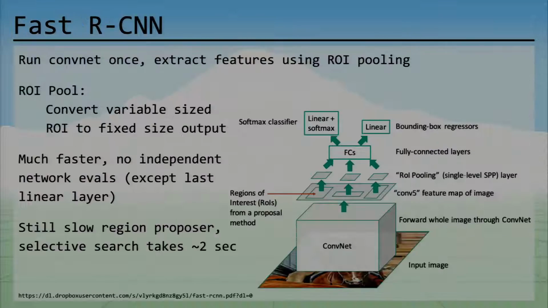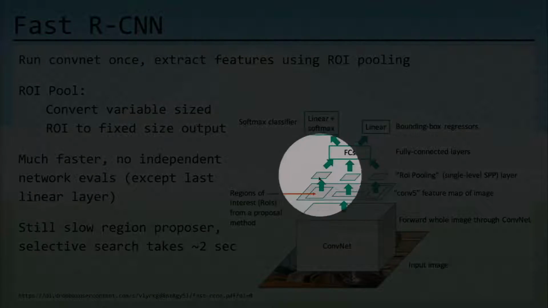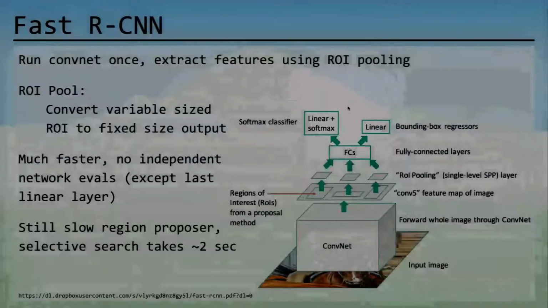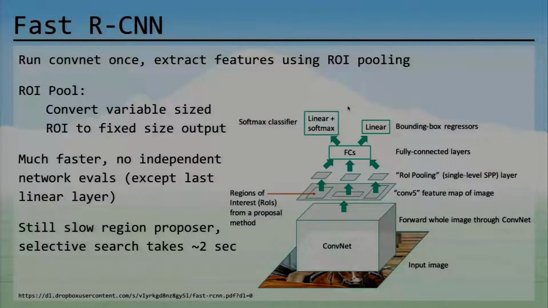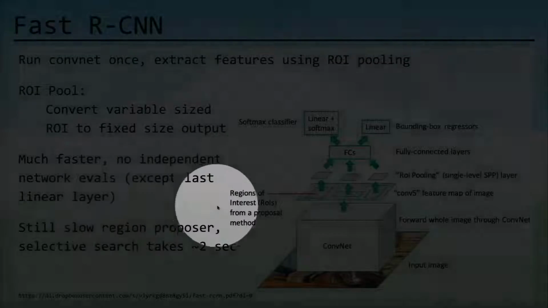And so this is cool because we run our convnet a single time, and we get these regions of interest from something like selective search. We do ROI align or ROI pooling to get this fixed size representation, run them through our fully connected layers, and get some prediction. And it's much faster because the only component of this network that we're running multiple times is this last linear layer.